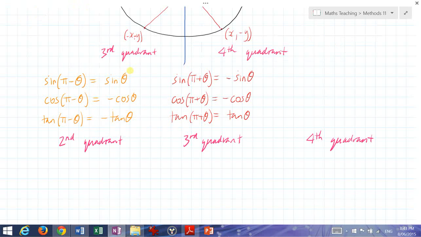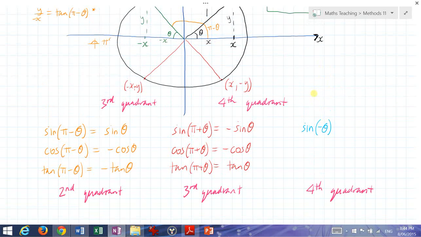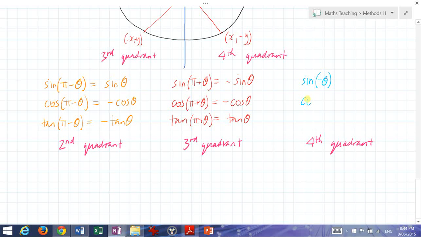In the fourth quadrant, you can say sine of negative theta, so the angle but going backwards, right? If you start at the positive x and you go backwards a little bit, you end up in the fourth quadrant. Cos of negative theta, tan of negative theta. What are their symmetries? Sine of negative theta equals negative sine theta. Cos of negative theta equals cos of theta. Tan of negative theta equals negative tan theta.